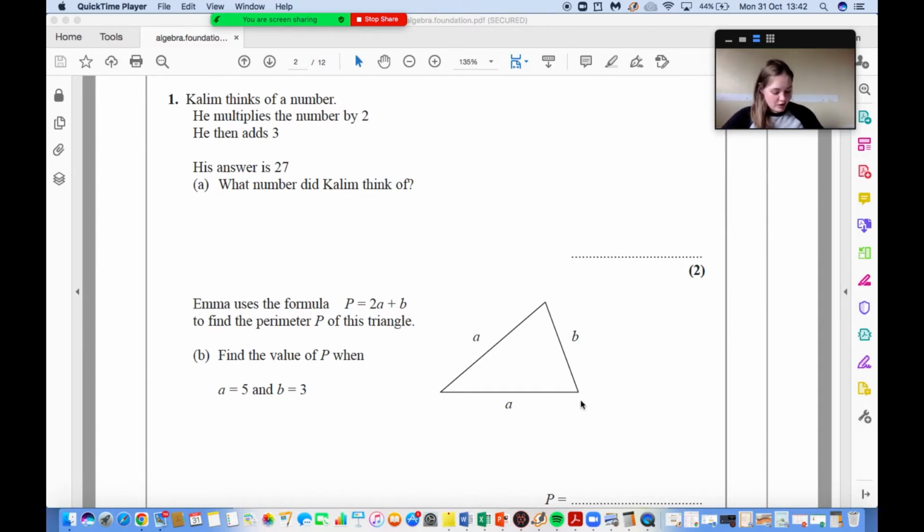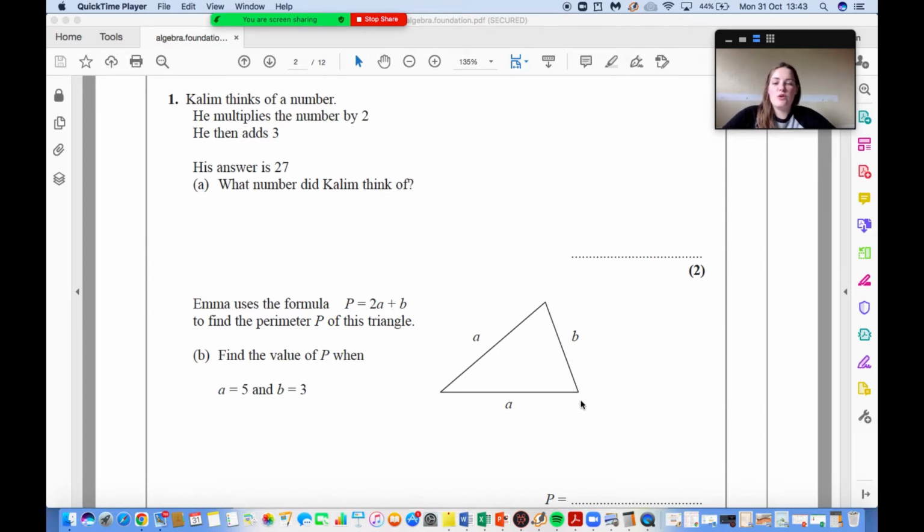Okay, if you've had a go at this, then let's look at the first question. So this one says that Kalim thinks of a number. He multiplies the number by 2 and he then adds 3. His answer is 27. What number did Kalim think of?